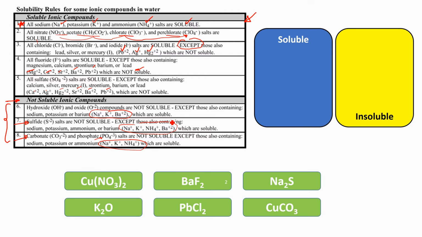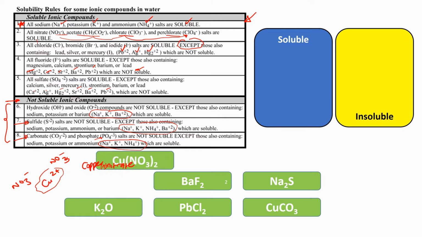Okay, so now let's practice. This is copper nitrate. Actually, it's copper 2 nitrate, because you have copper 2 plus mixing with 2 nitrates. Okay, so it's copper 2 nitrate. Is it soluble? We have a rule for nitrates. All nitrates are soluble, so this should be soluble. Throw it in the bin.